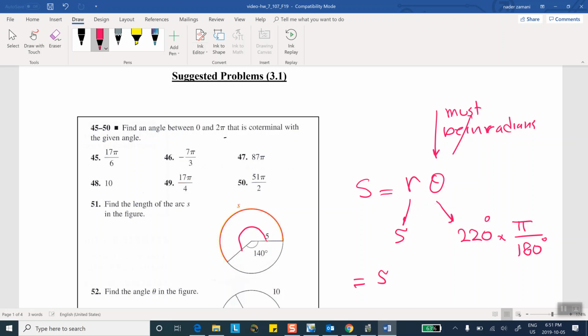So the answer is 5 times 220 times pi divided by 180. Now, even if you don't put the degrees here, it's okay, because these 2 degrees can cancel each other out. So we have to go and put this thing in your calculator.